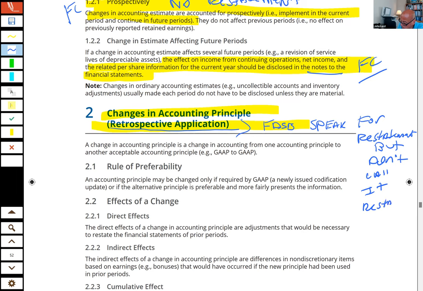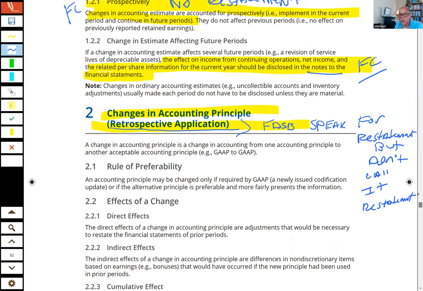Restatement. Okay, now this gets a little confusing, guys. What happens? In the accounting world, restatement is a nasty word. Restatement is a bad word. That means that something really bad happened, a mistake or something like that, and now we have to restate.